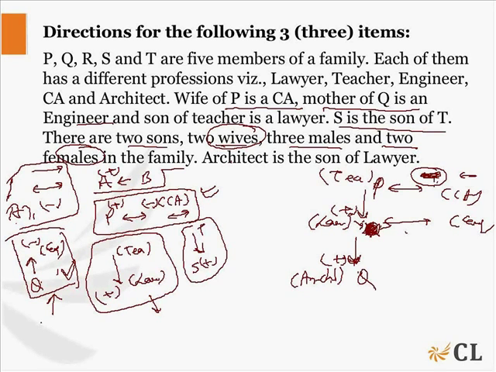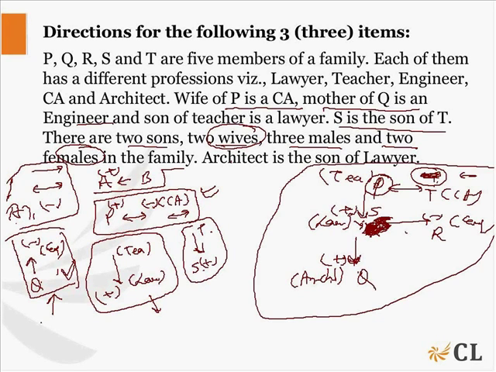Okay. Right. So now what is left? S is the son of T. So if this is S, this is P. So the only option left for T is this one. Clear? And the only person left is R. So that becomes here. So all is done now. You can find the answer easily. But it's a slightly tough question, right?